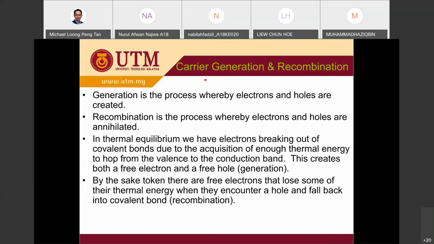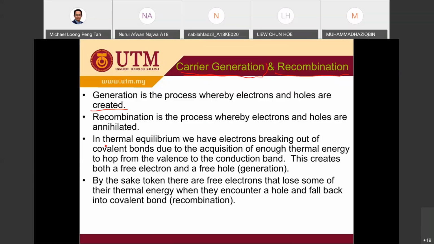There are a lot of term notations, which is the carrier generation and recombination. You generate, and after that, recombination means that it dies. It's alive and then it dies, then regenerate and recombine. So generation is the process whereby electrons and holes are created. And when electrons and holes are destroyed, then they call it the recombination process. So it's alive and die, it's a cycle like that. So created and destroyed.